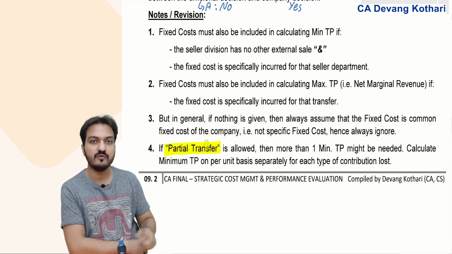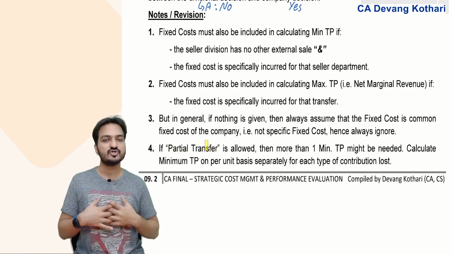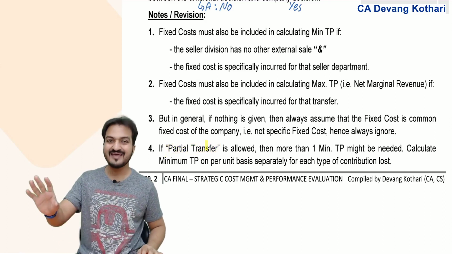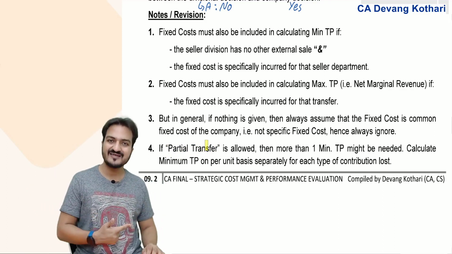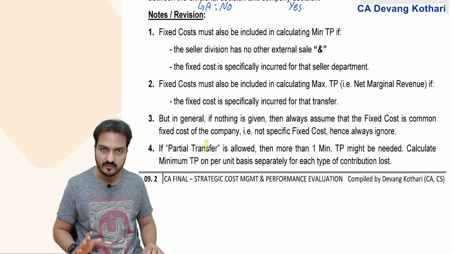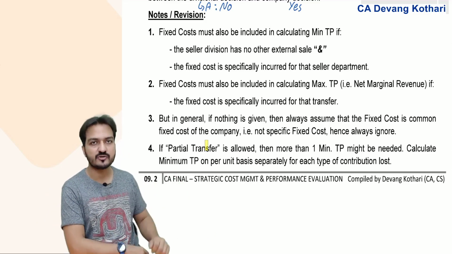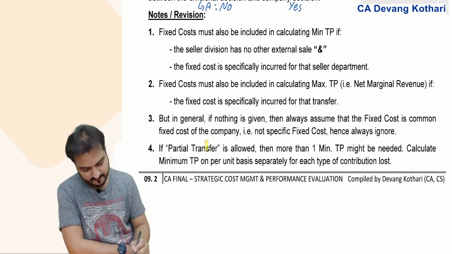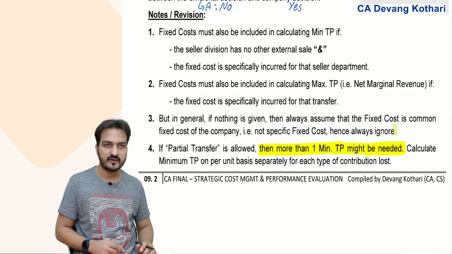Rule 4 here, I say that if partial transfer is allowed, what does that mean? Partial transfer allowed means that it is not necessary that division A should transfer the full requirement of division B. Division B requires 10,000 units. If partial transfer is allowed, then I will transfer say only 5,000 or 6,000 units. Possible? Yes, possible, if the question says that partial transfer is allowed. If partial transfer is allowed, then more than one minimum TP might be calculated.